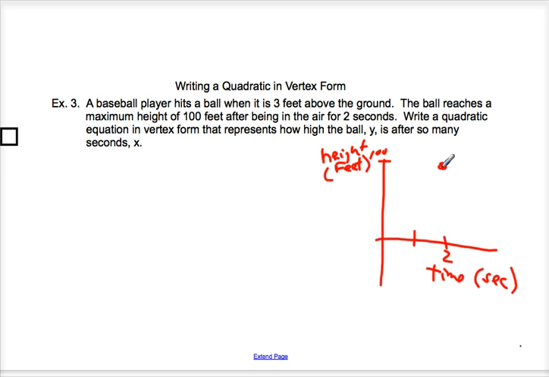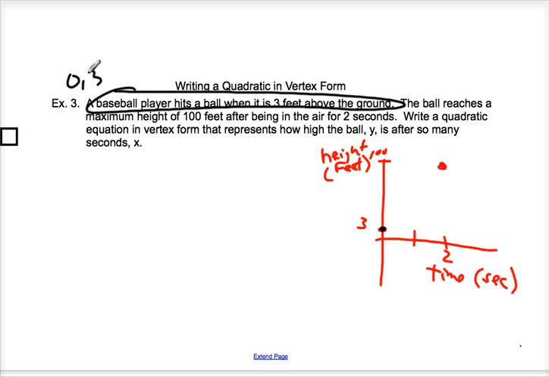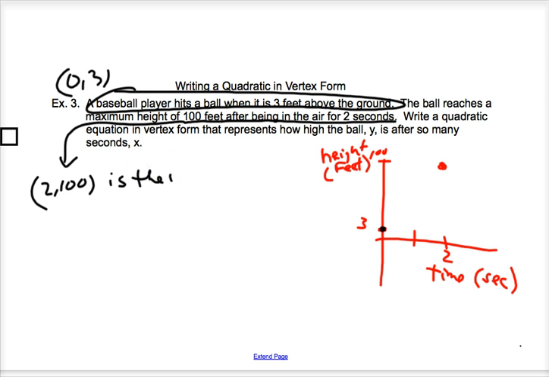And another thing I know is that it's hit at 3 feet above the ground. So I know another point on here, I'll say right here, is 3. (0, 3) is on there. So that's what the 3 feet above the ground tells me. This tells me that (0, 3) is a point on the graph. And this info right here tells me that (2, 100) is a point on the graph. And not only is it a point on the graph, it is the vertex because it's the highest point.